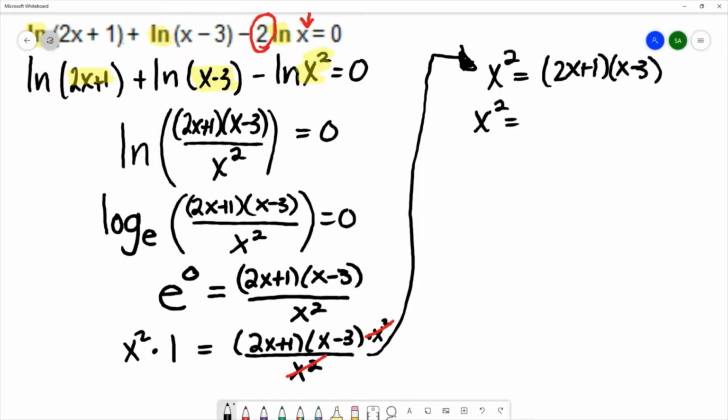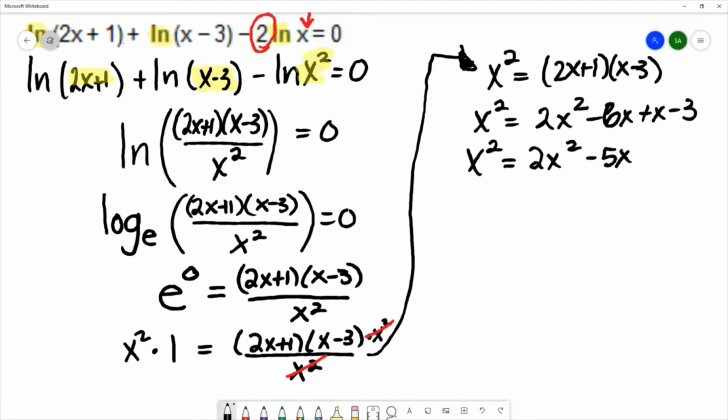I've gotten rid of the denominator, but I'll multiply it out to the right-hand side. That's 2x squared minus 6x plus x minus 3. If I combine like terms, I'll have x squared equals 2x squared minus 5x minus 3. I have a quadratic equation, and I'm going to move all the terms to the same side. Now I have 0 equals x squared minus 5x minus 3.